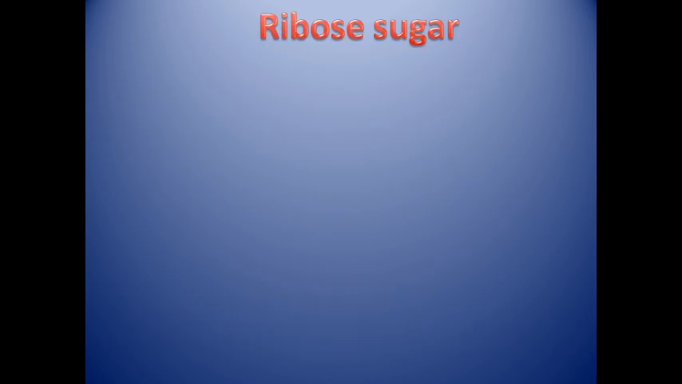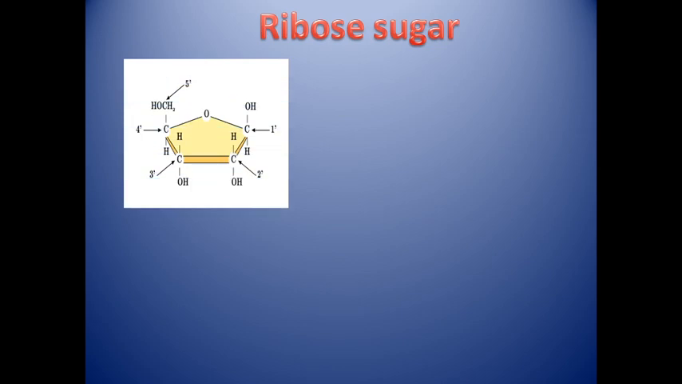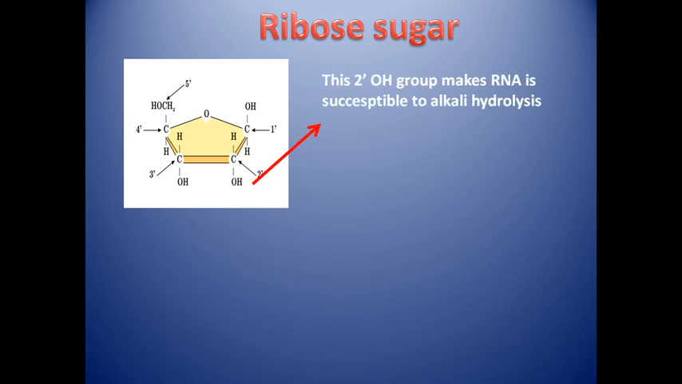Having done with the nitrogenous bases, now another component of these ribonucleotides is ribose sugar. Here also lies the difference. See, in DNA we have deoxyribose. Here there was no OH group, it was simply an H, meaning oxygen was removed, so the sugar was deoxyribose. But in RNA we have a ribose sugar which has this 2' oxygen intact. And this 2' oxygen being intact makes RNA susceptible to alkali hydrolysis.